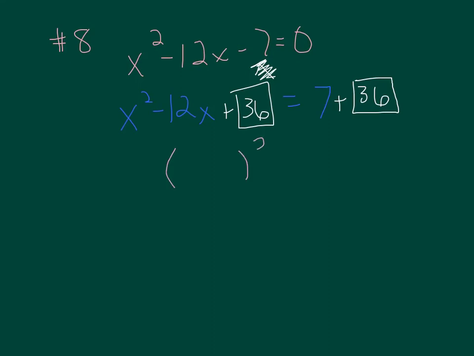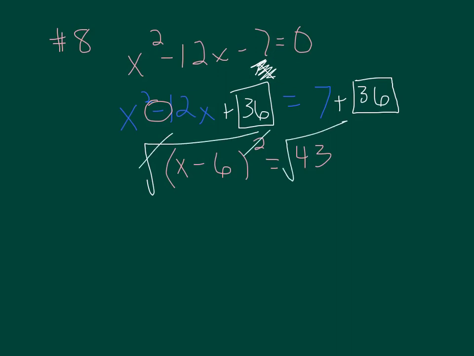The left side factors to x minus, because that guy's minus, 6 quantity squared. If you don't believe me, then write out x minus 6 times x minus 6 and multiply it. The right side is 43. Now, take the square root here, cross those off, x minus 6 equals, now the square root of 43 is not very pretty. It's not very pretty at all. So you know what, I'm just going to leave it.